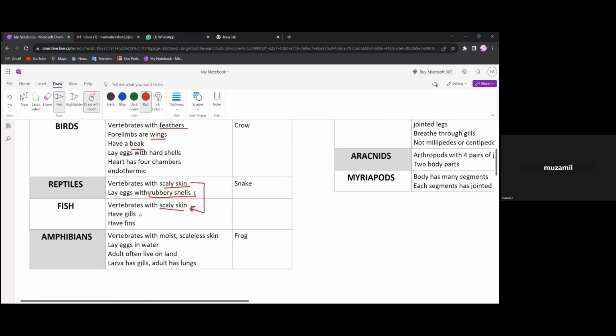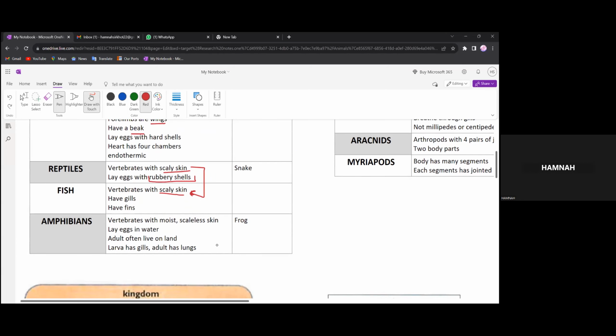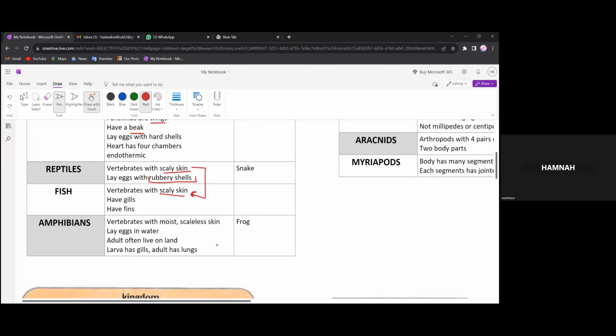Now fish have gills and fish have fins. Birds and fish, I think, have the easiest characteristics. And then we have amphibians. Now explain what amphibians are. If you were to tell me in a single definition, amphibians. Yes, Muzammil?